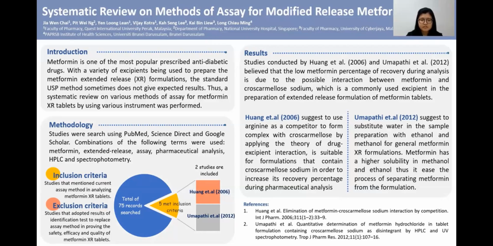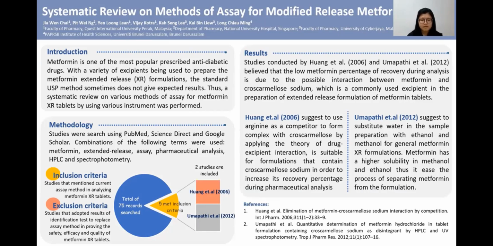Researchers believe that the fluctuation of results is caused by the culprit croscarmellose sodium, which is the most commonly used excipient in the preparation of extended release tablets, as this super disintegrant agent creates a metformin croscarmellose complex that causes a low percentage of metformin recovery during analysis. A total of 75 records were searched based on the combination of terms used, and only 5 met the inclusion criteria of studies that mention the current assay method in analyzing metformin extended release tablets. Eventually, only 2 studies are included in the review.